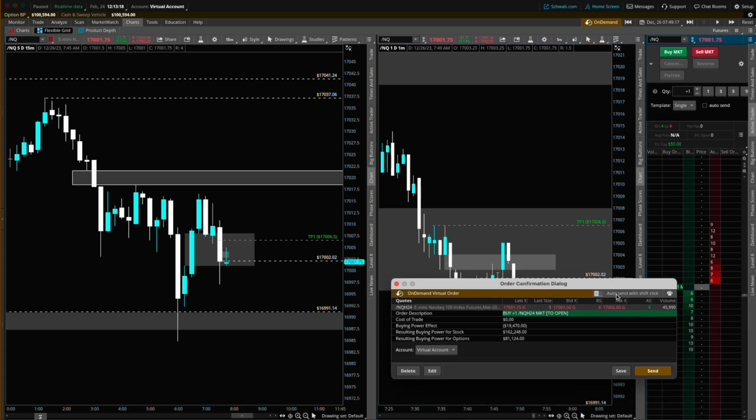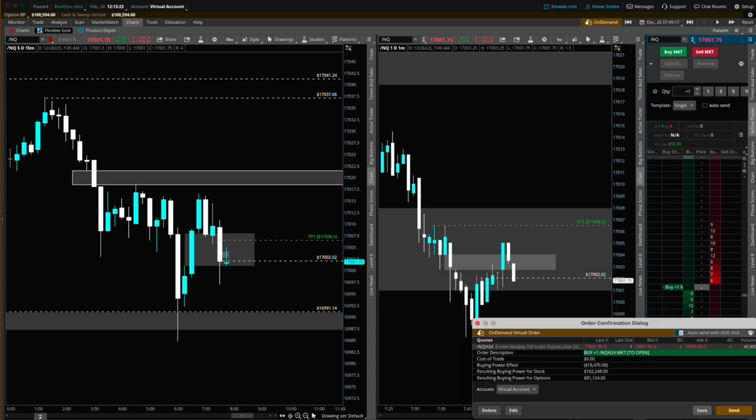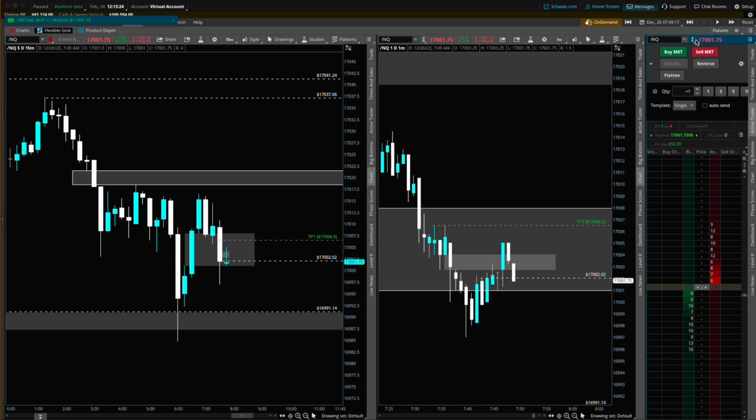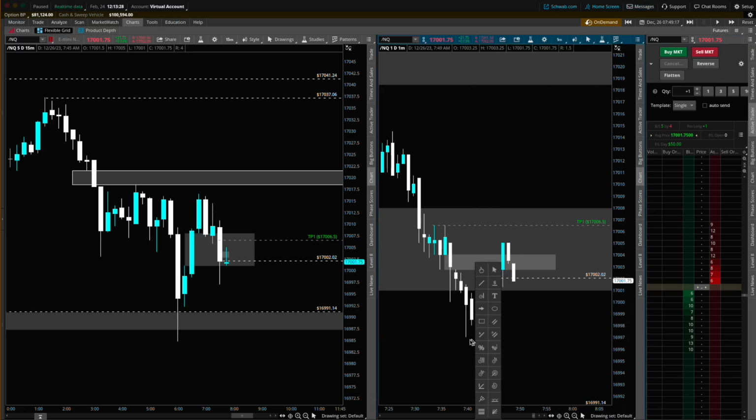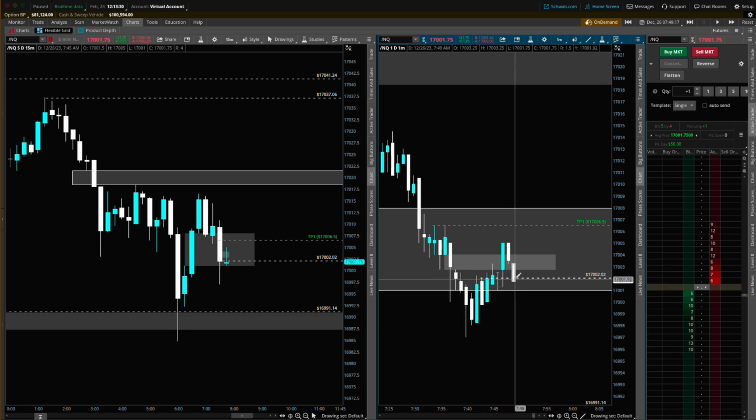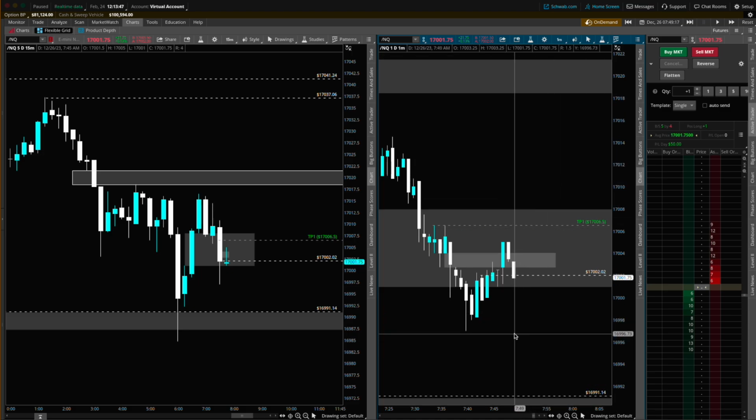How do I do auto send? Okay, take an entry there. Stop loss is below these lows here, right? It's a little bit of a higher risk stop loss. Let's see how many points that is. Holy crap. No, actually, it's only 5 points, so it's not that bad, guys. So stop loss right below these lows.